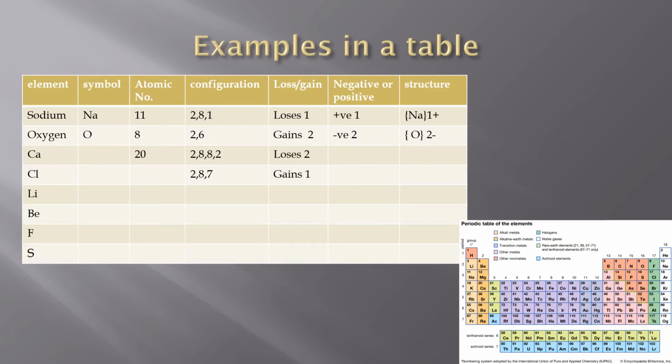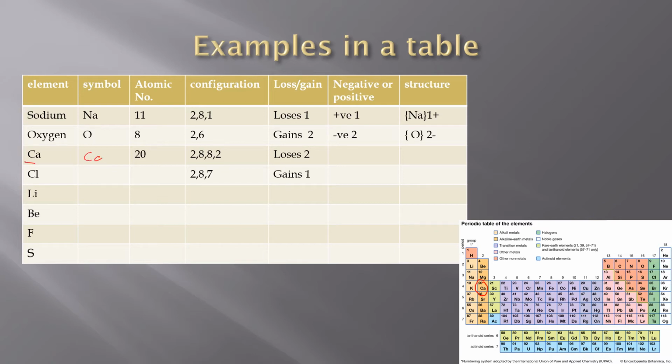Right, let's look at some more examples. Might pay to have a look at how I do a few of these and then see if you can have a go at some. Sodium and oxygen are done for us. Calcium is there, so its symbol is Ca. That's the next one on the table.